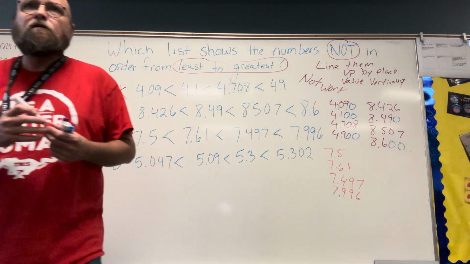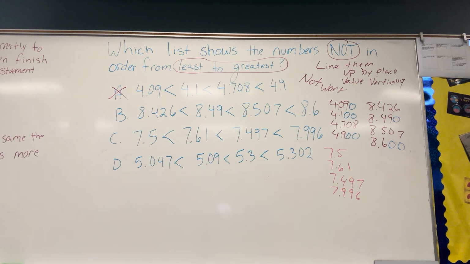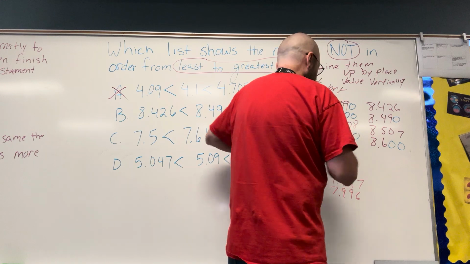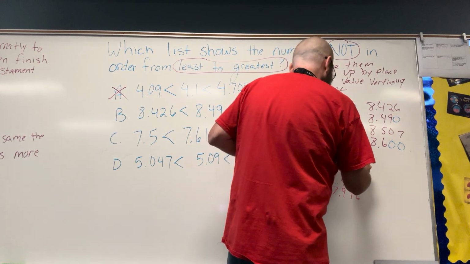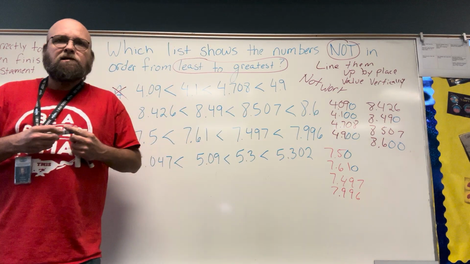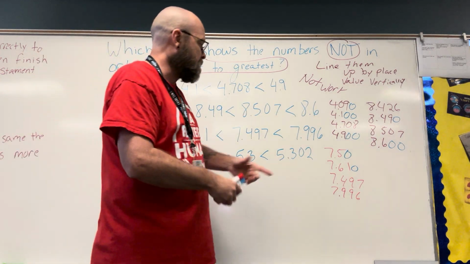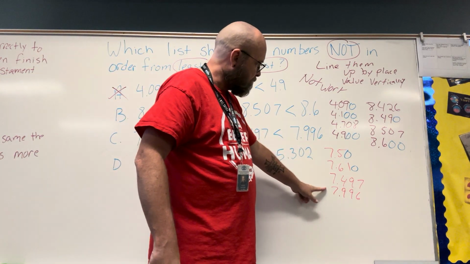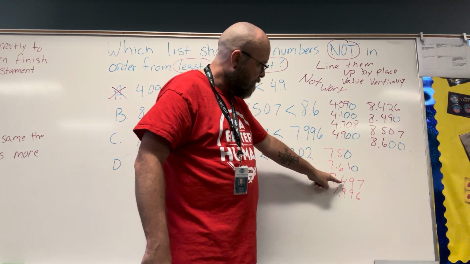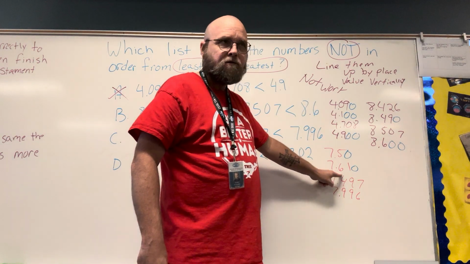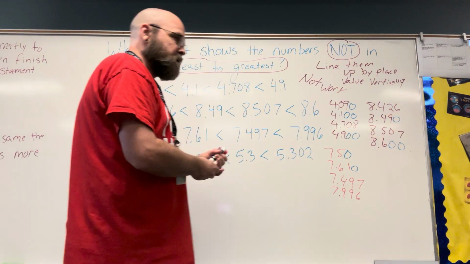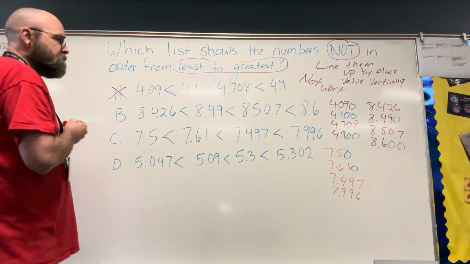Again, thousandths is our smallest place value. So we want to make sure they all go out to the thousandths place so that we can compare them. And once again, we're looking to make sure they go from least to greatest. Ones place is all 7s. Tenths place, we have a 5, a 6, a 4, and a 9. So these are not least to greatest because the 4 is the smallest one and it's not up there. So we think our answer is C.